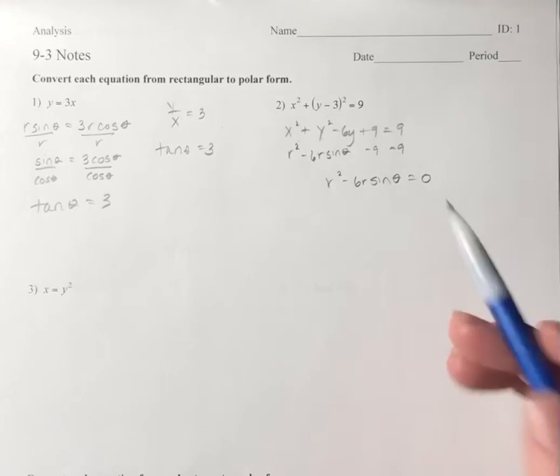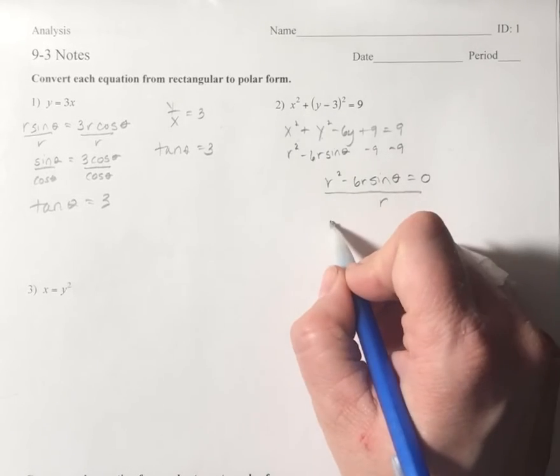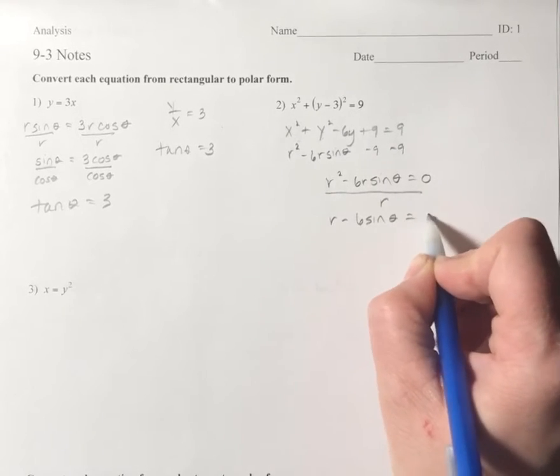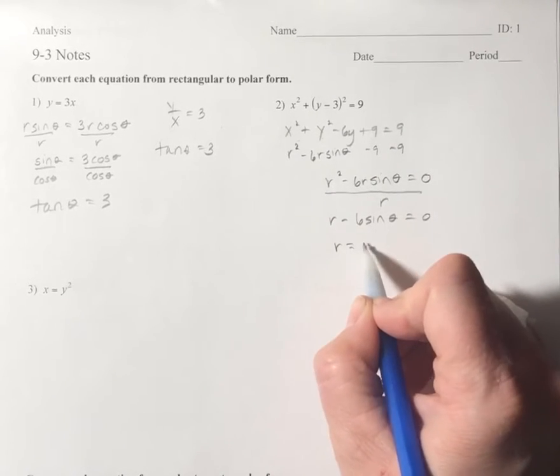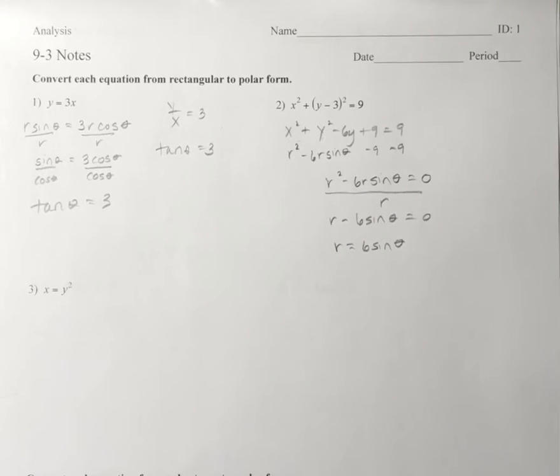Again, r is some number, so I can divide everything by r. So I have r minus 6 sine of theta equals 0, or r equals 6 sine of theta. You want to have, if you can, either a single trig function, r equals, or theta equals.